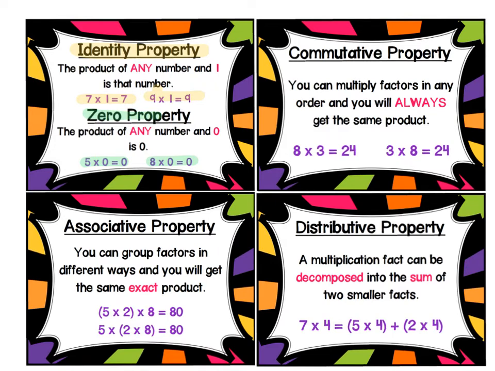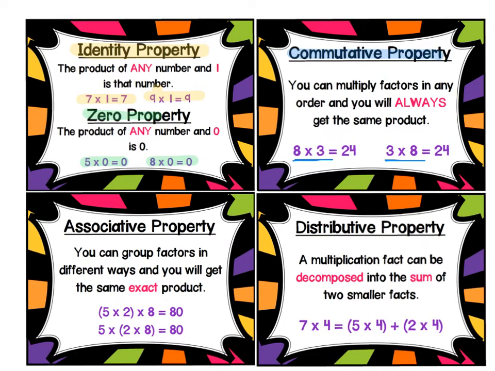The next property that we need to talk about is the commutative property. The commutative property says that I can flip my factors round and round, and I'm always going to get the same answer. In our problem here, it's telling us 8 times 3 equals 24. If I flip those factors and make it 3 times 8, the answer's still 24.